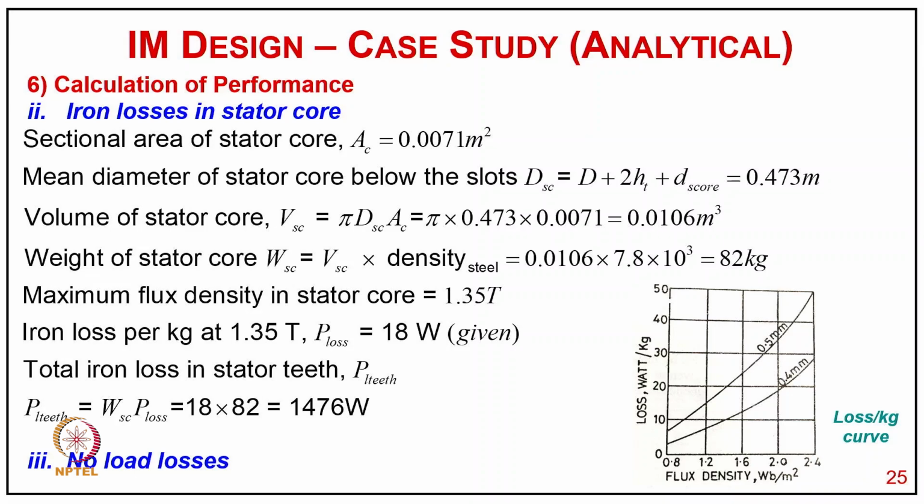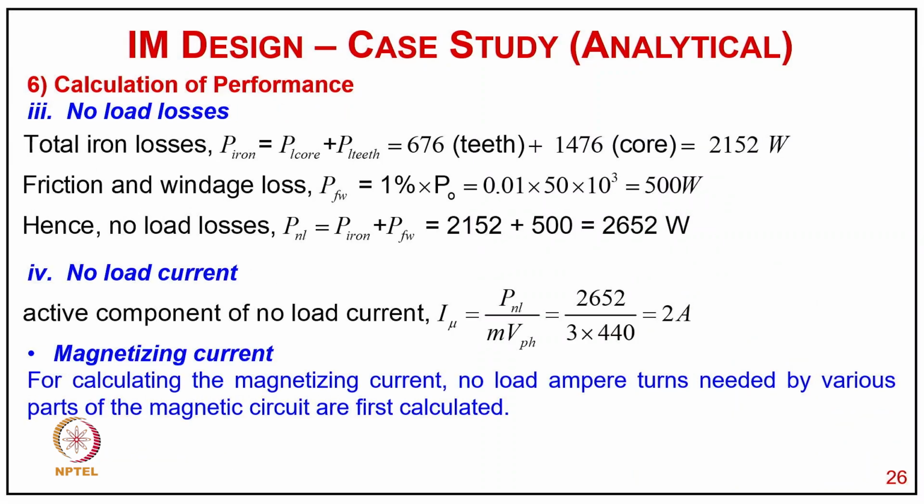And the iron loss from this characteristic at 1.35 Tesla per unit kg is 18 watt per kg. So the total iron loss will be this specific loss multiplied by the weight. Putting the values of WSC and P loss, it comes around 1476 watt. So now coming to the total no load losses.